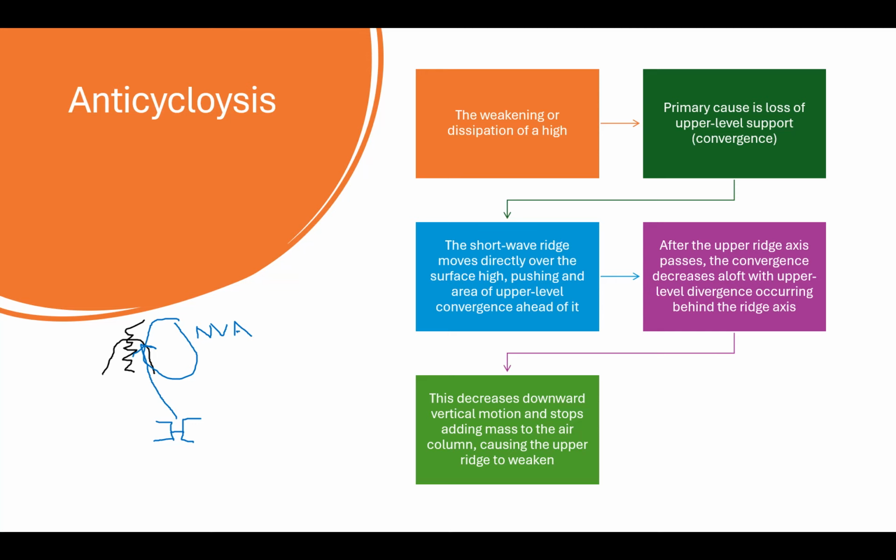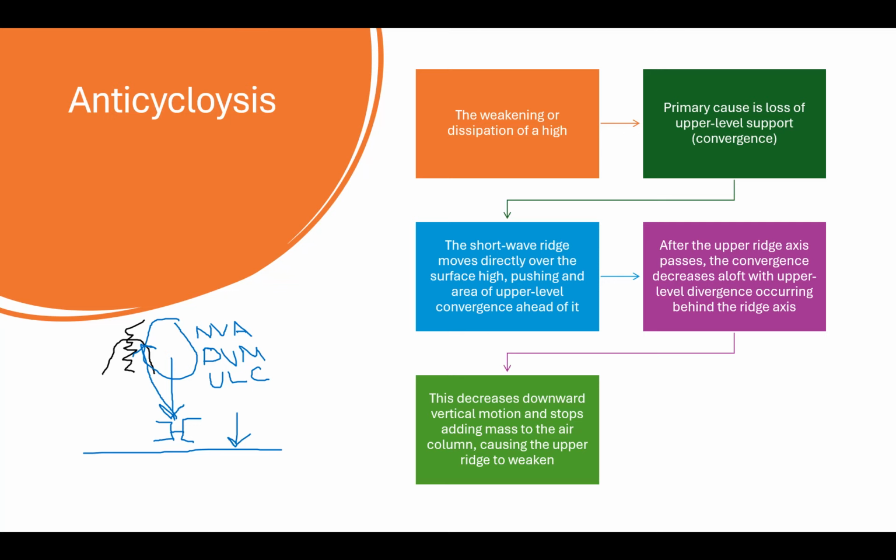We have an area of downward vertical motion, DVM, and we have an area of upper level convergence, ULC. So we're adding mass to the column ahead of the shortwave ridge axis. The surface high here is going to absolutely love this because we're causing stronger downward vertical motion. When you have more force per unit area at the surface, you're increasing your surface pressure.